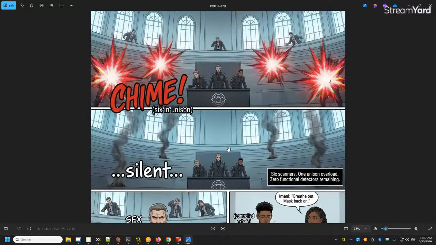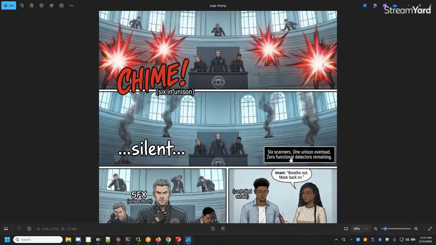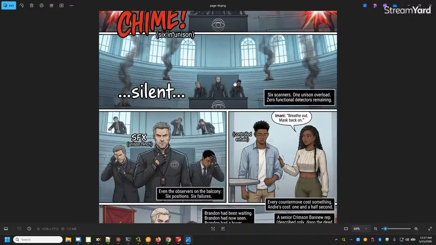Okay, so obviously they're looking for him. Six scanners, one. Wait a second. Wait a second. Wait a second. Andre, what did you do? What did you do? Six scanners, one unison overload, six functional detectors remaining. What did he do? Even the observers on the balcony, six positions, six.